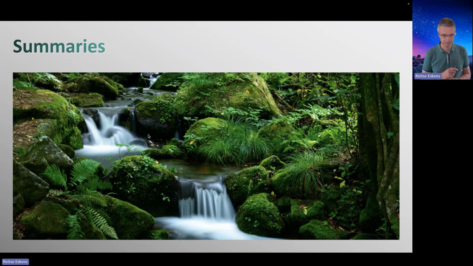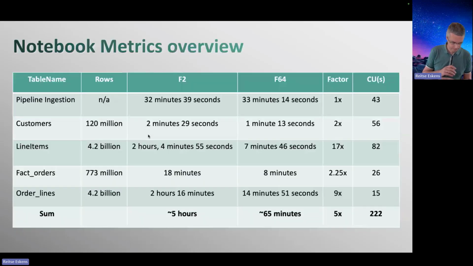All right, let's summarize quickly, because I'm almost at time. So pipeline ingestion didn't really matter. Ingesting my 120 million rows went about twice as fast. My line items, 17 times as fast, 4.2 billion. Changing a little bit of data in a table of 773 million rows, about twice as fast for the F64. And just combining all the stuff went from 2 hours to 40 minutes, so about 9 times as fast.